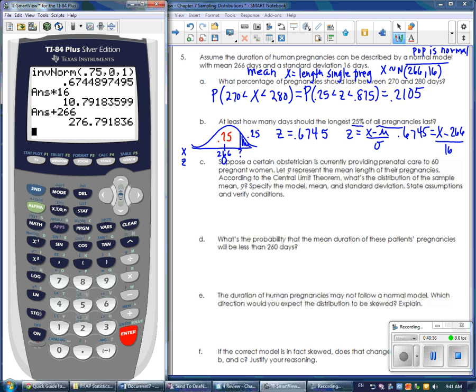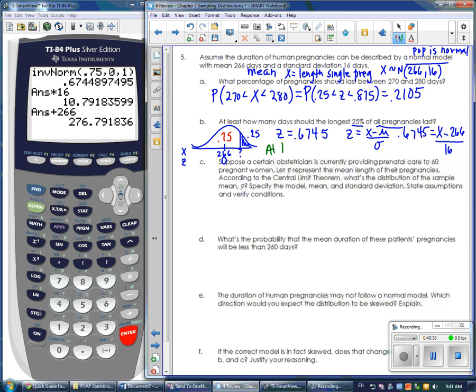So at least how many days? At least, let's say, 276.79 for the top 25%. Okay, and notice that I included the units here. Very important when you're dealing with means. All right, let's take a look at letter C.